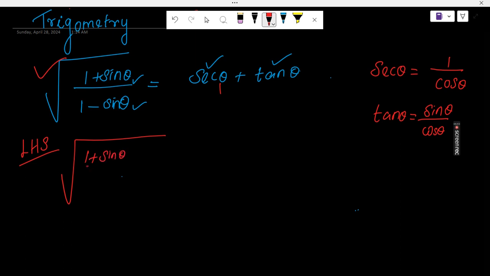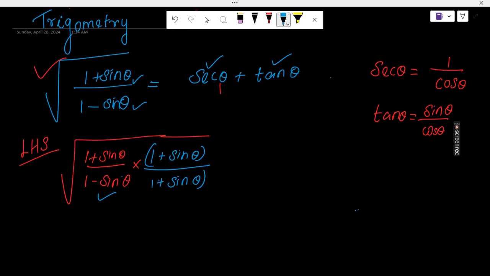Okay my dear, in this kind of problem we can always take the conjugate. Conjugate means we have to change the sign of the denominator, so 1 plus sine, the opposite sign of this denominator, and divided by again 1 plus sine theta, right my dear? So this is the very first step. And what is the next step? You can multiply this one what we have added.